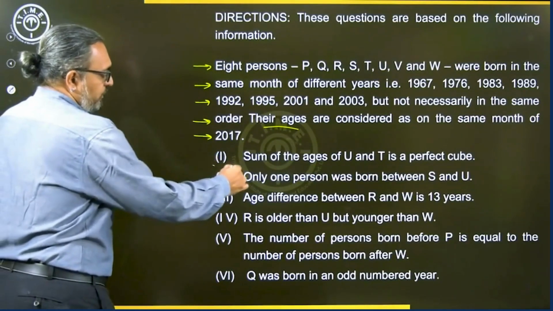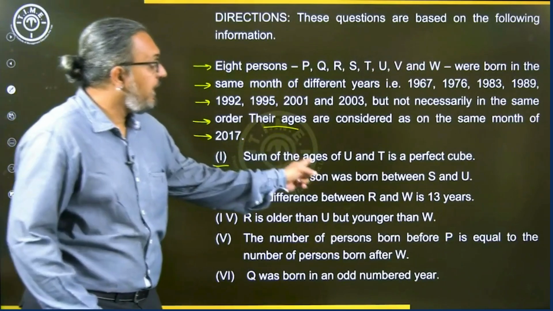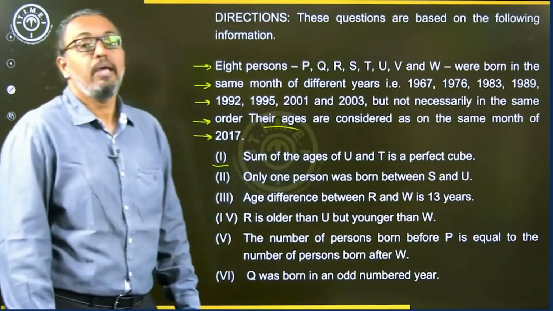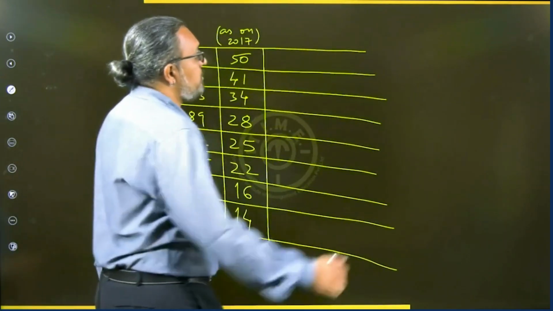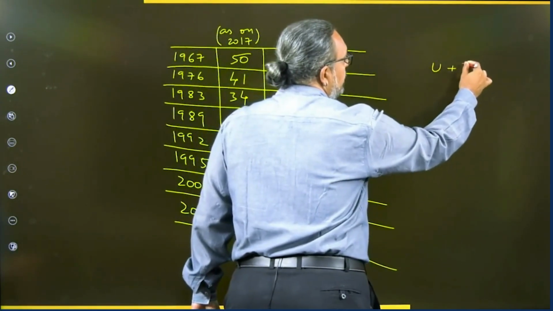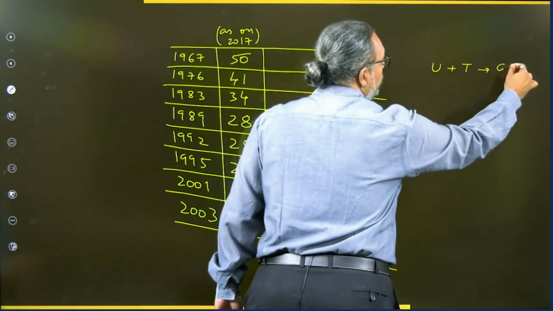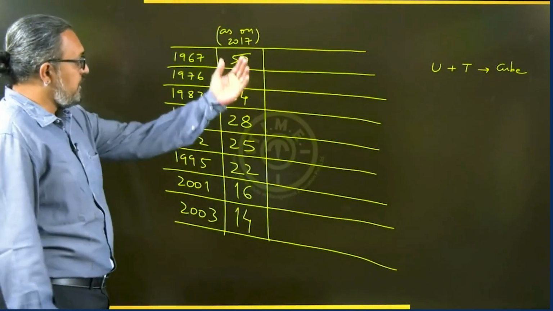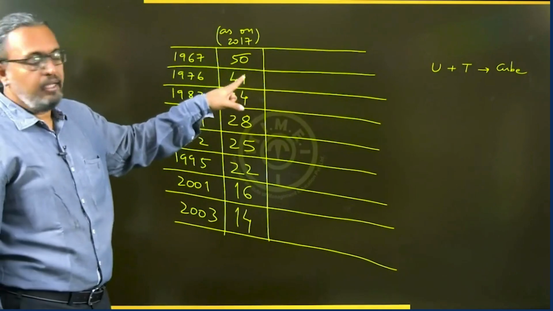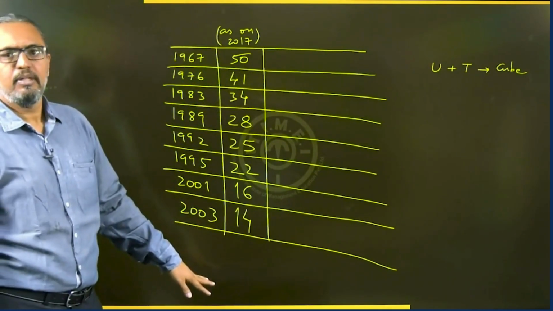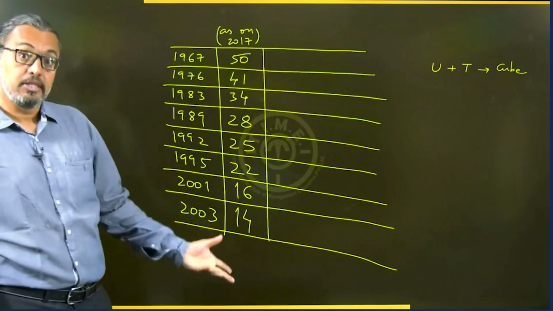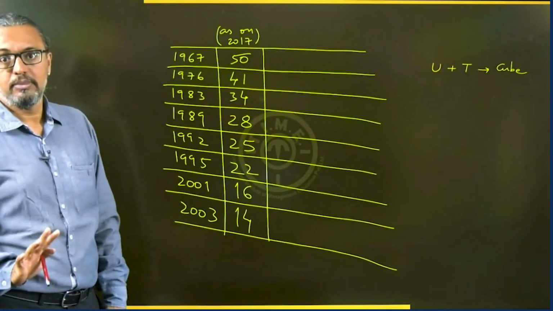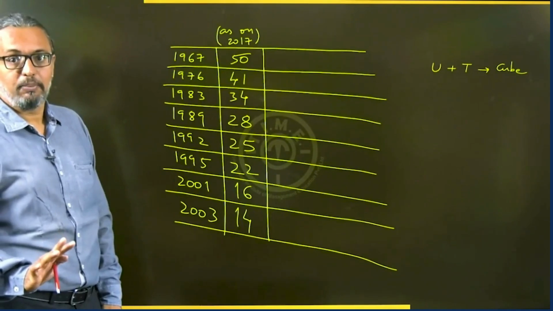Right. So now the first, sum of the ages of U and T should be a perfect cube. So it says U plus T should be a cube. Now if you look at it, we'll take 50 and start counting from the bottom. It is easy, no? 50 plus 14, 64. That is there. 64 is a perfect cube.